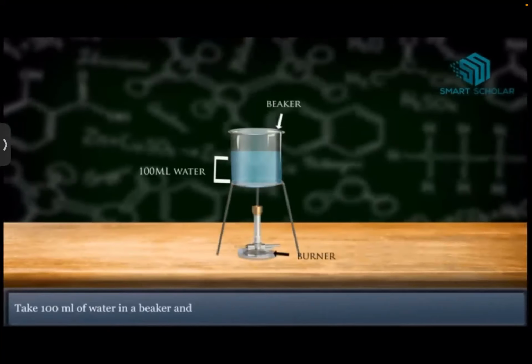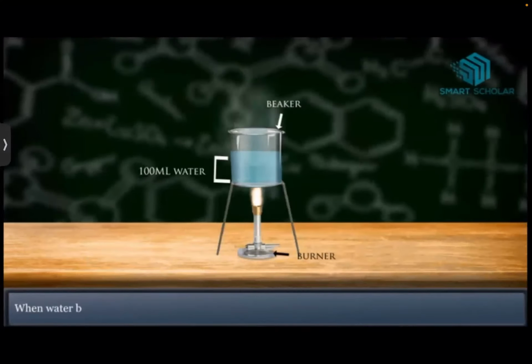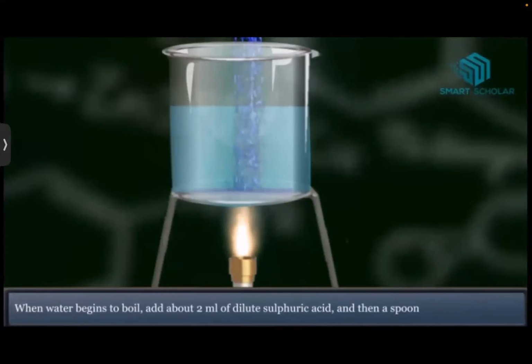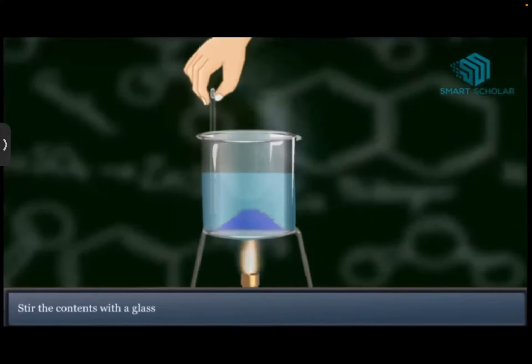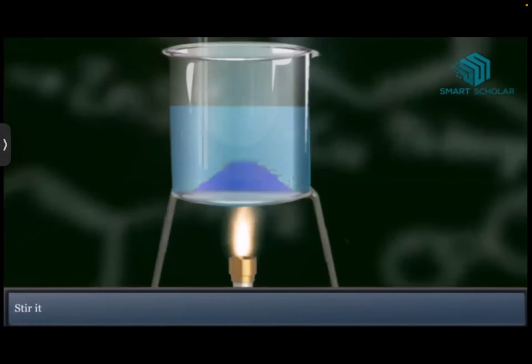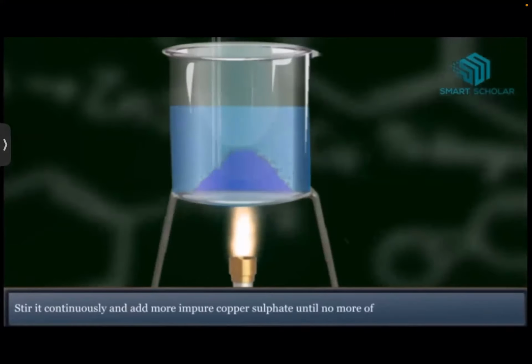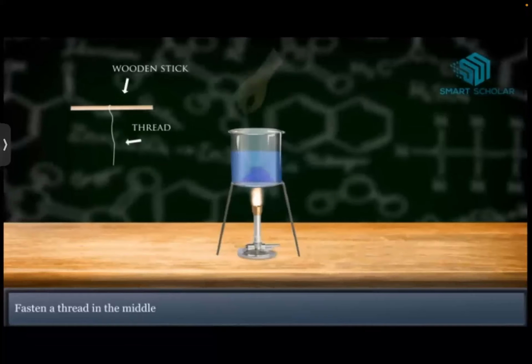Here's an experiment to see how crystallization occurs. Take 100 milliliters of water in a beaker and heat it on a Bunsen burner. When water begins to boil, add about 2 milliliters of dilute sulfuric acid and then a spoonful of CuSO4. Stir the contents with a glass rod. Stir it continuously and add more impure copper sulfate until no more of it dissolves. Fasten a thread in the middle of a wooden stick and suspend it in a glass.